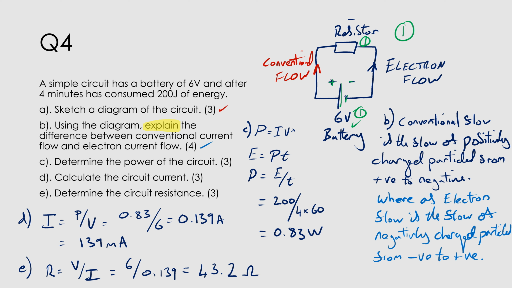So we've identified on the diagram conventional and electron flow, so a mark for each of those, and then we've correctly stated what each of these things are, so we're getting another couple marks for those as well. Part C, we need to work out the power of the circuit.